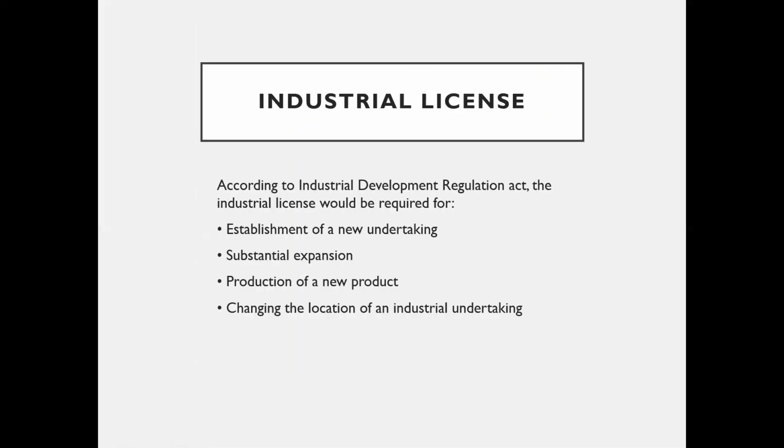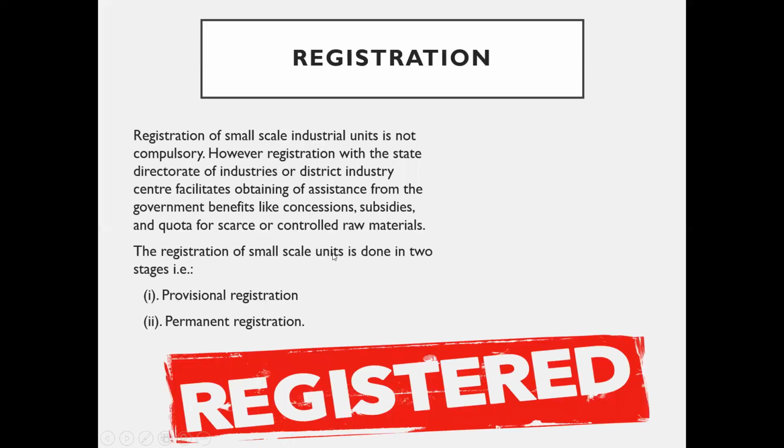Next, industrial license. We have discussed that for establishment of an undertaking, substantial expansion, production of a new product, and changing the location, we need an industrial license. Next, registration. The way we register our vehicle, we have to register our business as well. Registration of small scale industrial units is not compulsory. However, registration with the state directorate of industries or district industry centre is required for obtaining assistance from the government, benefits like concessions, subsidies, and quota for scarce or controlled raw materials.